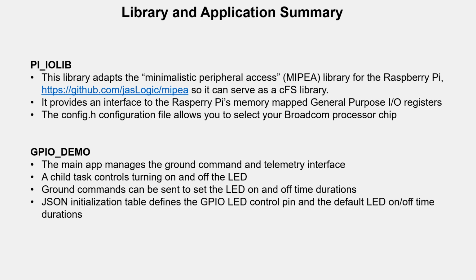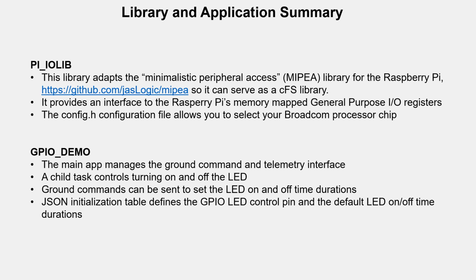The Raspberry Pi LED demo design has two CFS components. GPIO Live adapts the minimalistic peripheral access library so it can serve as a CFS library. It provides an interface to the Pi's memory map GPIO registers. The config.h file allows you to select your Broadcom processor chip.